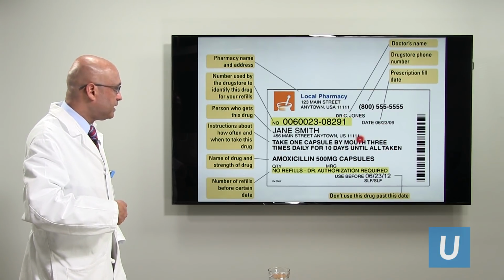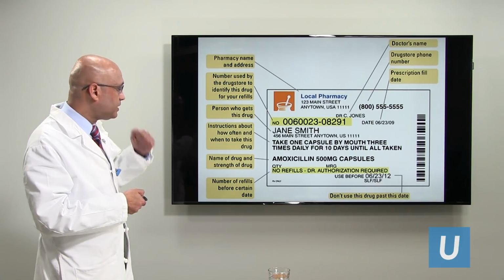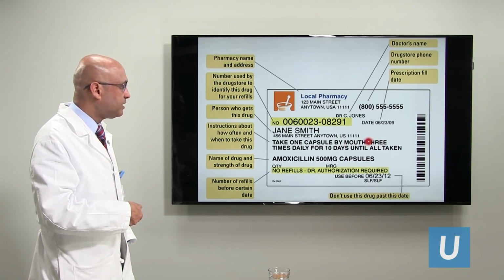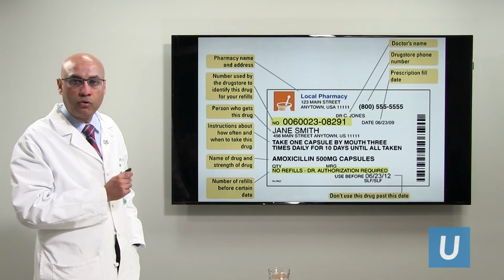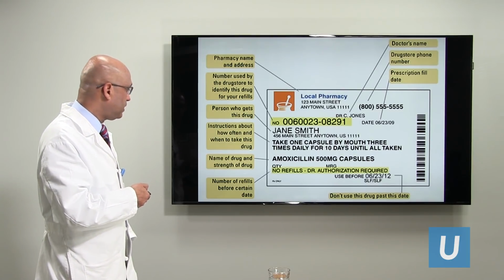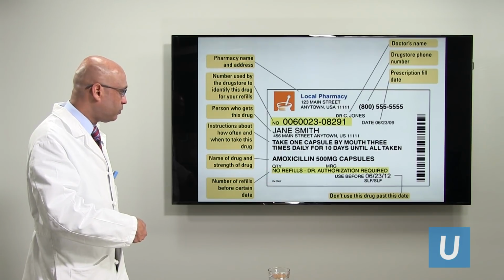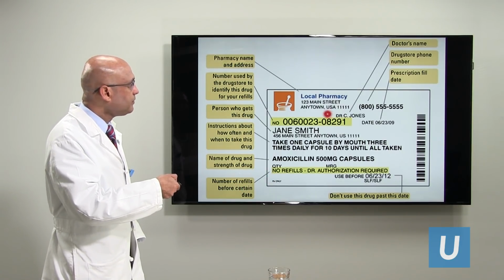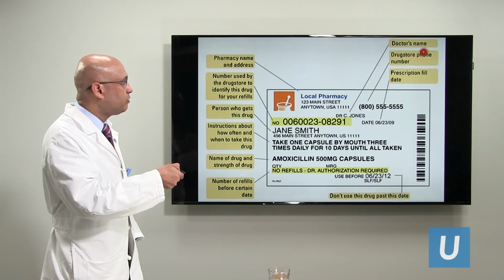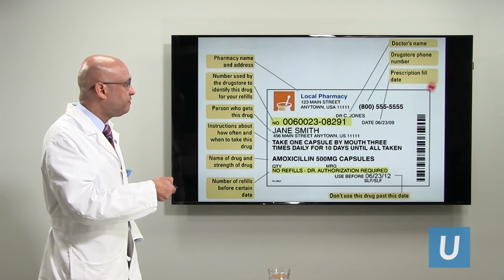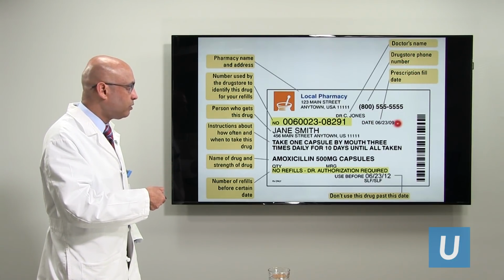Amoxicillin is over here. The right dose is 500 milligrams. It's taken by mouth 3 times a day for 10 days. So the dose, duration, everything should be correct. And if there are any refills, will also be listed over here. The doctor's name, the drugstore phone number, and the prescription fill date. This is also important. Look at the fill date.